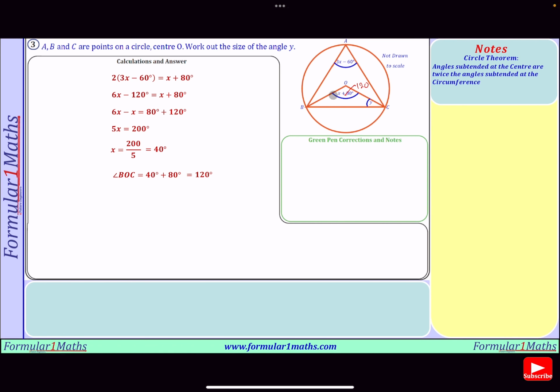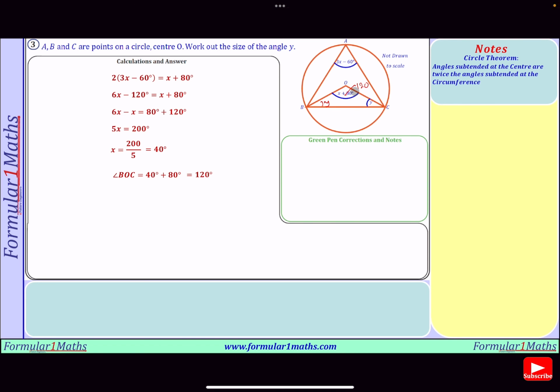But BO is the radius of the circle. So is CO. That means this triangle BOC is an isosceles triangle with this side equal to this side. It also implies that angle Y, the one we are looking for, is the same as angle OBC. So this is also Y.